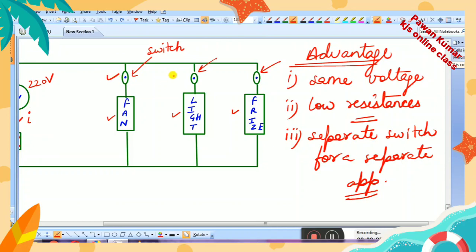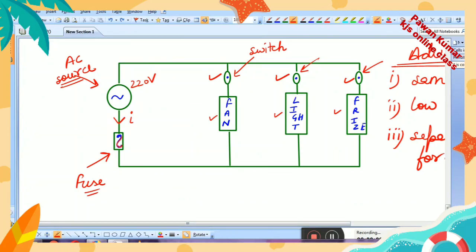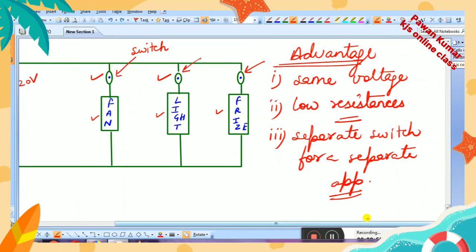You can see here for each device I put one separate switch. Now suppose if you do not want to use fan, then what you can do? If you do not want to use fan, you can switch it off. So when you will switch it off, here no current will go and the fan stops working, while the light and fridge will continue to work. So this is the advantage of connecting in parallel. While if you will connect in series, only a single switch can switch off all the components. Okay, and it will be a big headache.